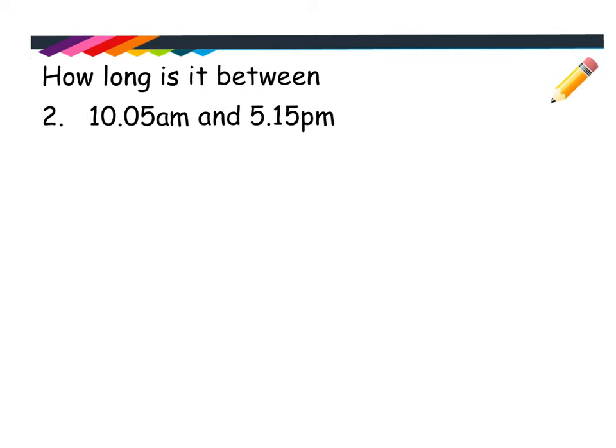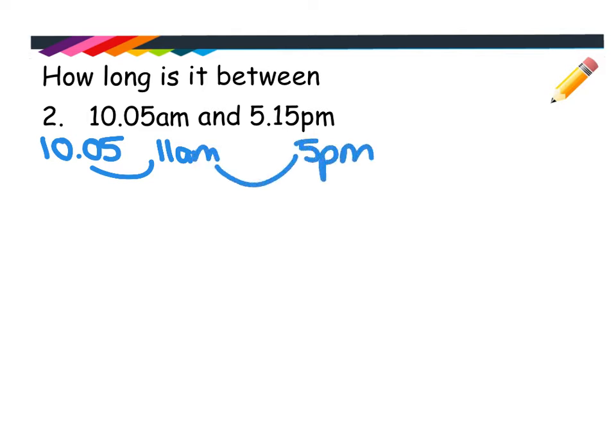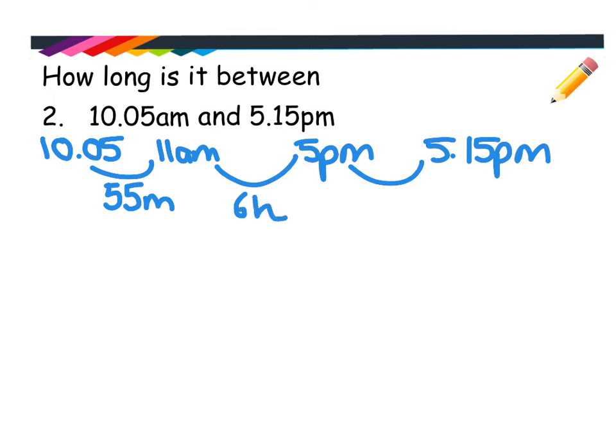My second example, I want to know how long it is from 10:05 to 5:15. So I'm going to use that method that we wrote down, up to the next hour, up to the minutes. So we're going to go from 10:05 and we're going to go up to 11 a.m. And then we're going to go to 5 p.m. and then we're going to go to 5:15. So writing all them down, from 10:05 to 11 a.m. would be 55 minutes. From 11 to 5 would be, well, 12 would be 1 hour plus another 5 would be 6 hours. And from 5 to 5:15 would be 15 minutes.